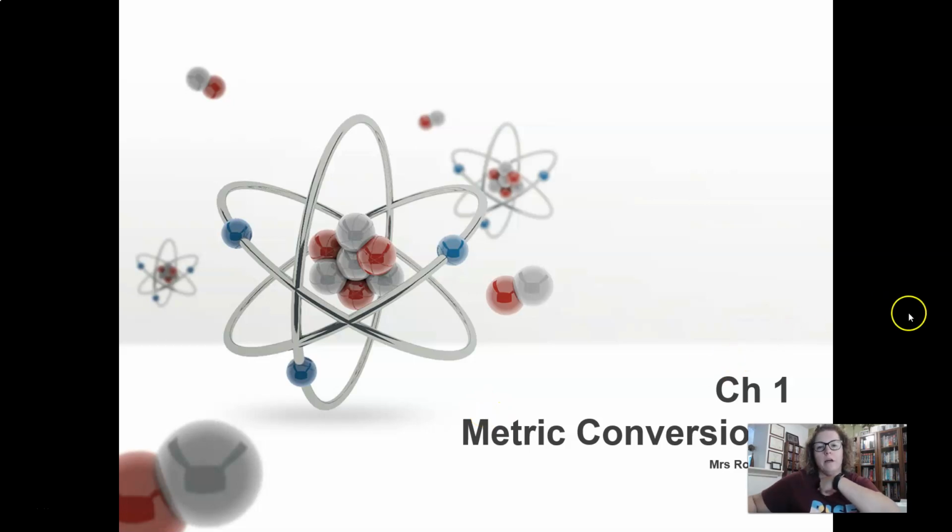Hello everyone. Today we're going to learn about metric conversions, when to take grams and convert it to kilograms or milligrams, or if you have liters or meters. We're going to look at how to move the decimal.